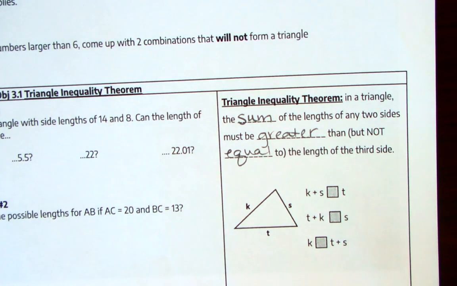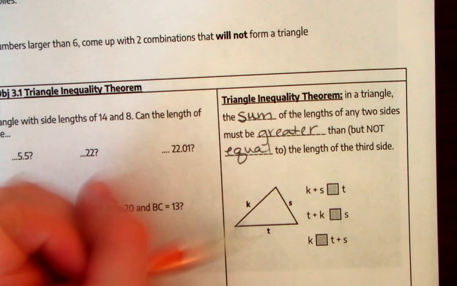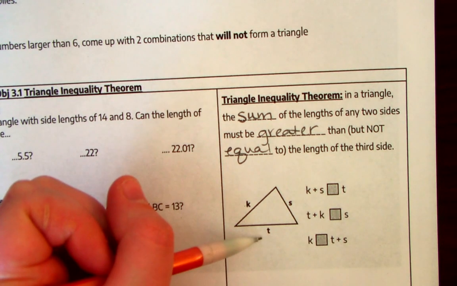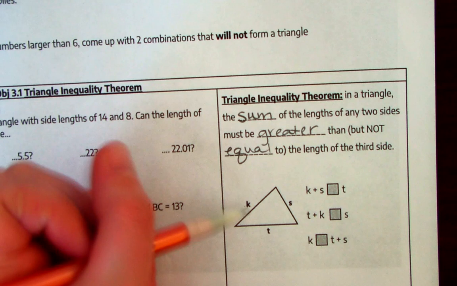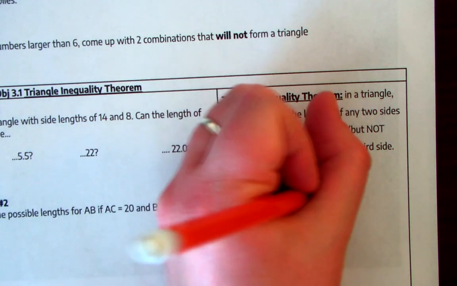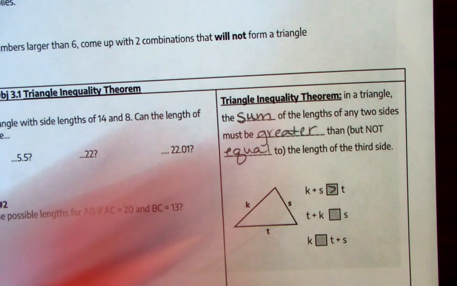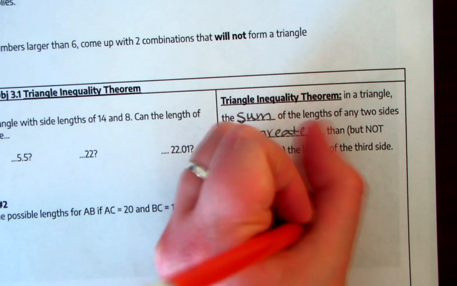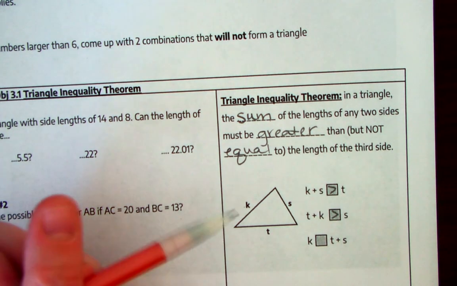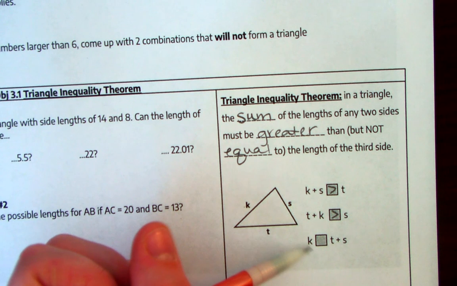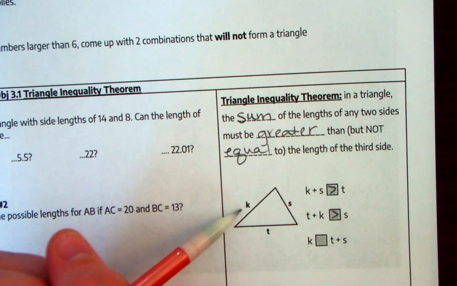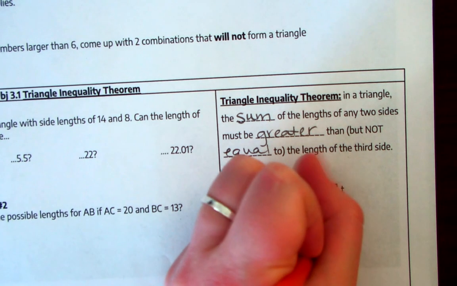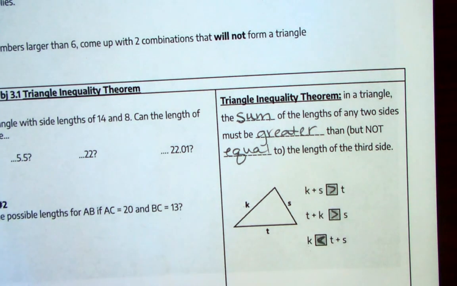Okay, so if I have a triangle here where K, S, and T stand for the lengths of the sides, whatever K plus S is has to be greater than however long T is. However long T is plus K, that sum needs to be greater than however long S is. And then here, same idea, we just flipped around the statement. T plus S would need to be greater than K, so K would have to be less than T plus S.